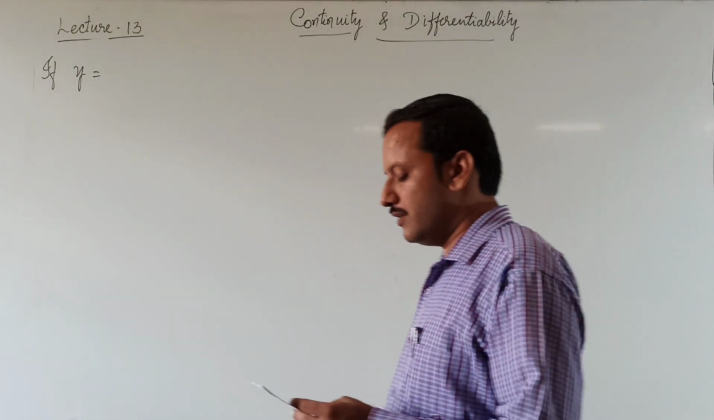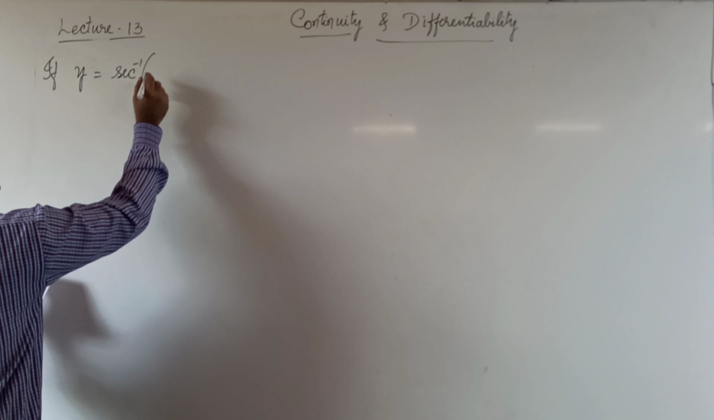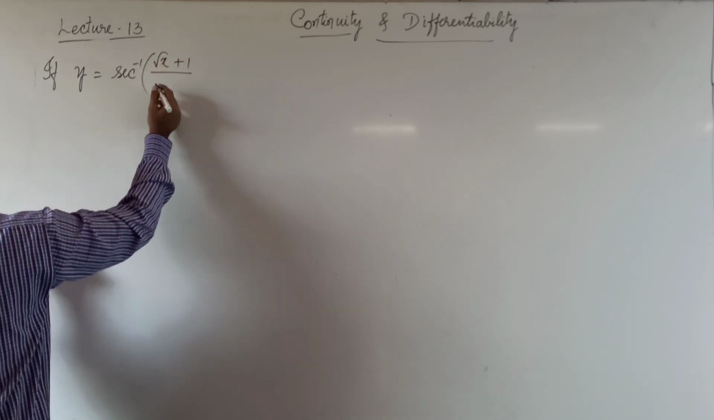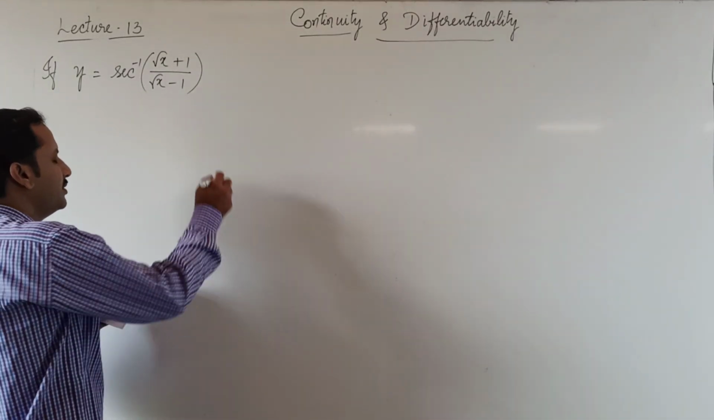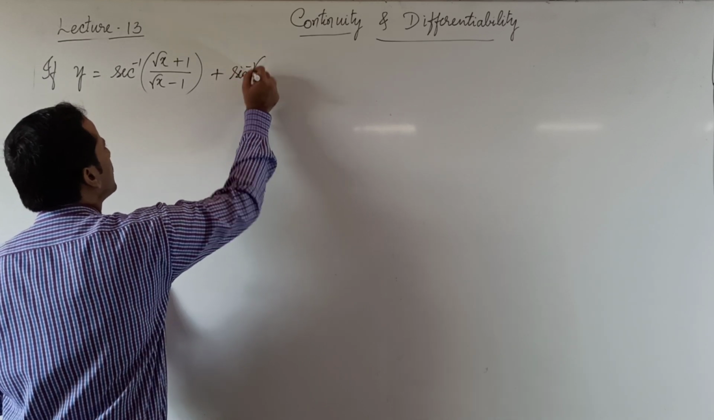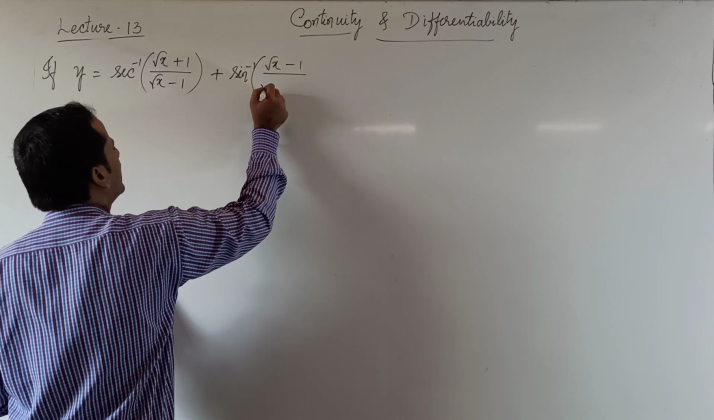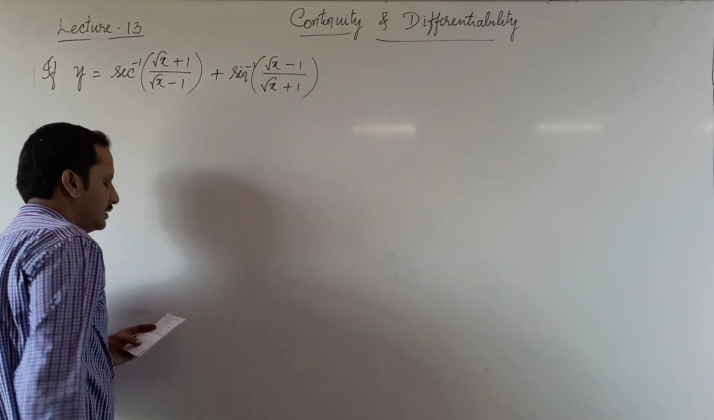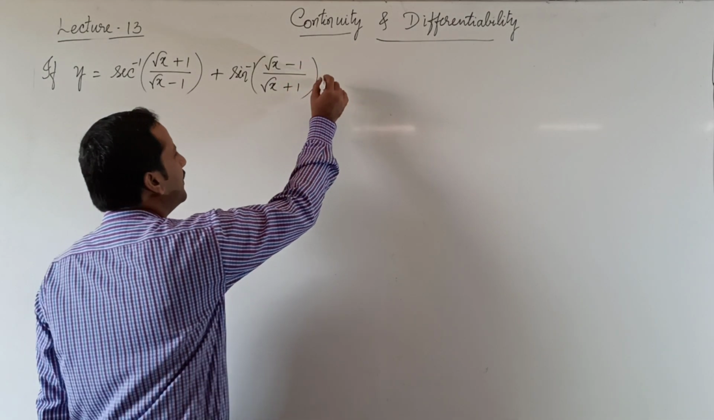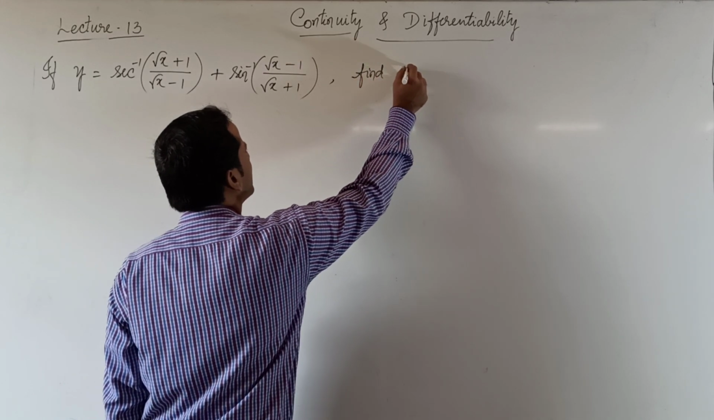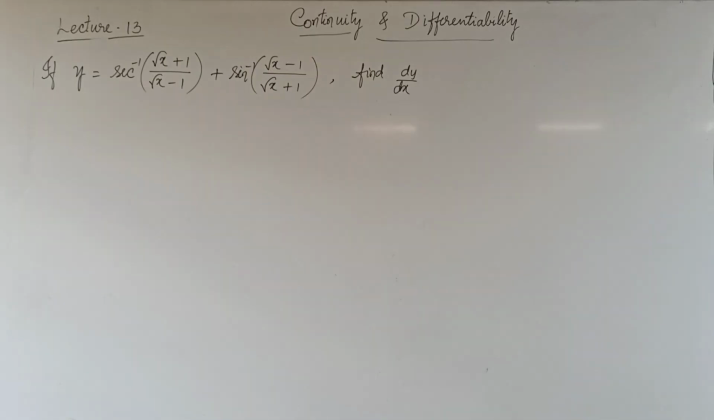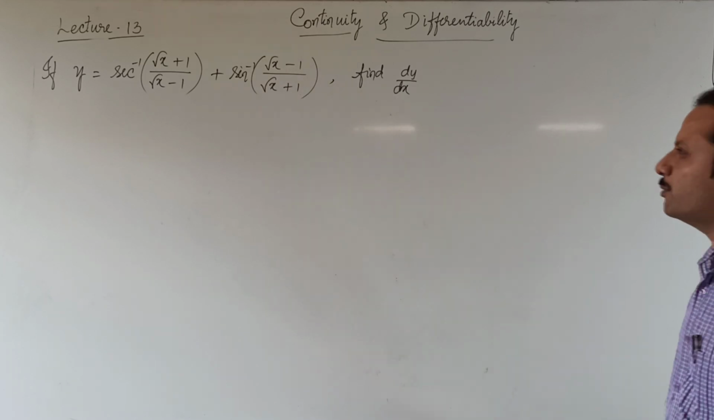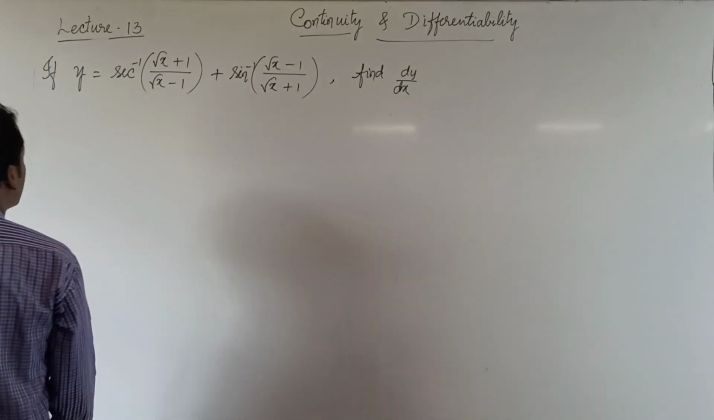Next question. If y is equal to secant inverse of root x plus 1 divided by root x minus 1, plus sin inverse of root x minus 1 divided by root x plus 1, then find dy by dx. Okay, this problem looks complicated but is very simple. It's a 1 mark question.